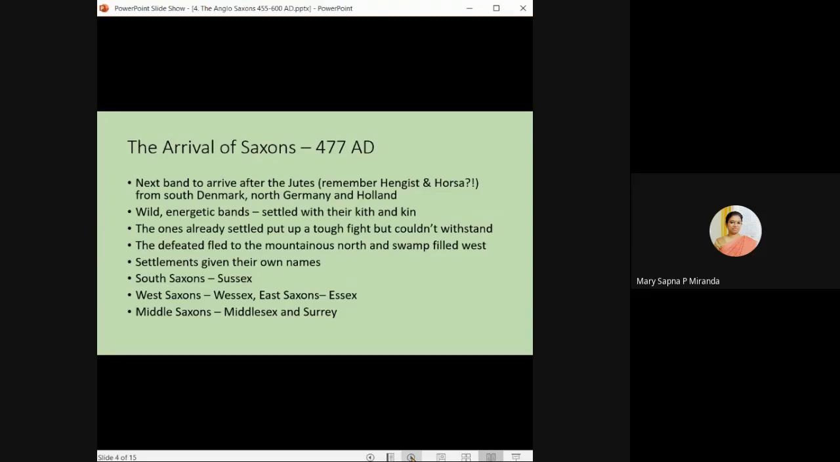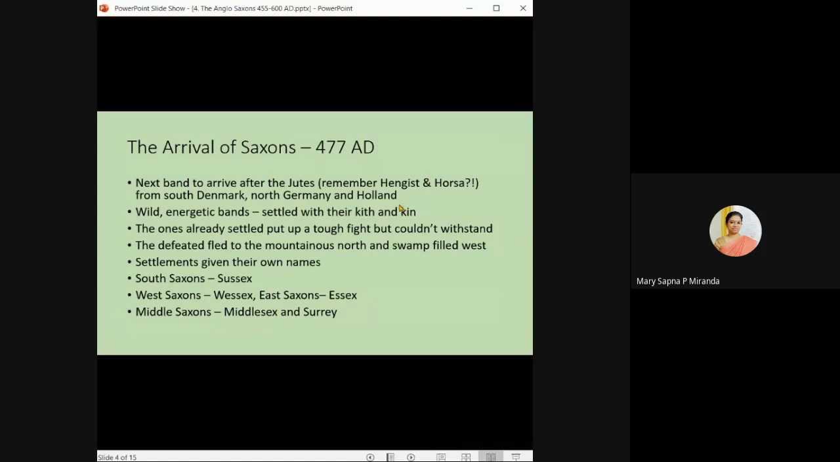So where did they come from? They came from Denmark, North Germany, and Holland. And again, just a reminder, remember Hengist and Horsa, right? How they came bag and baggage to settle and not to go back. So after that, you have this band of people called the Saxons coming from South Denmark, North Germany, and Holland. So what kind of people were they? They were wild, energetic, battle-hungry people. So they came and settled in these areas with their kith and kin, their relatives and friends.